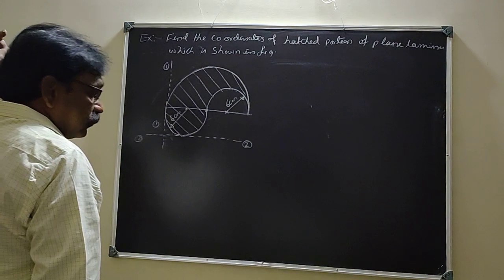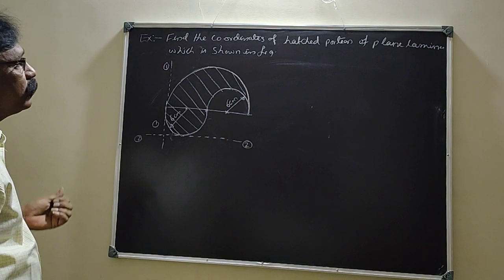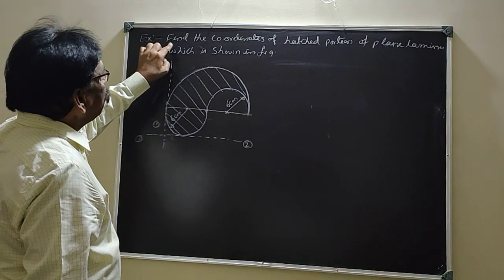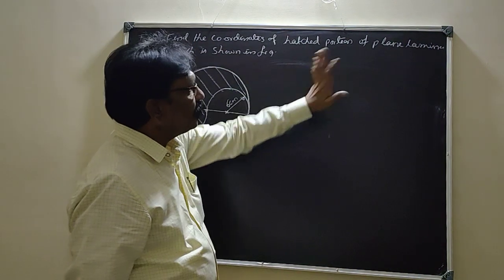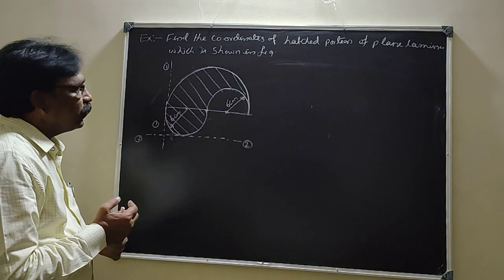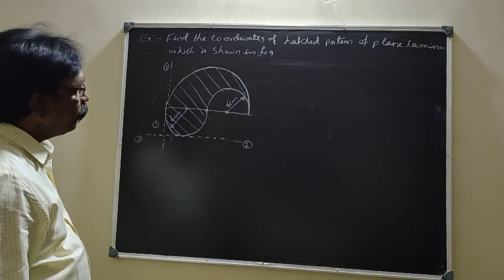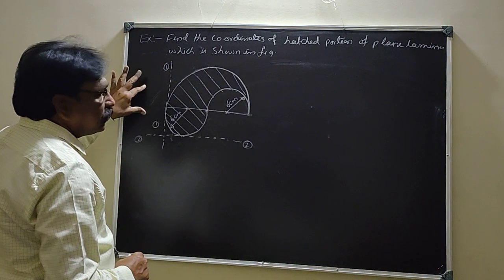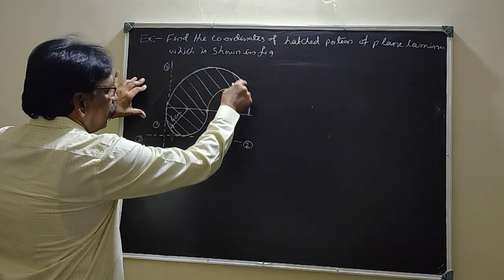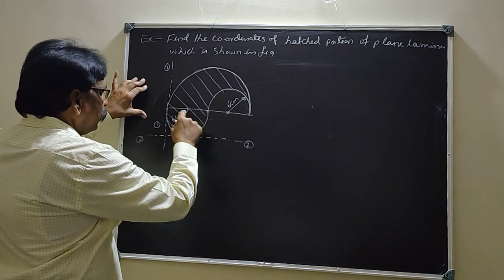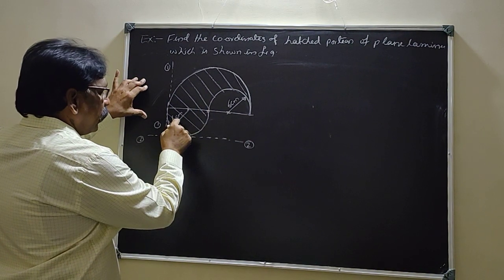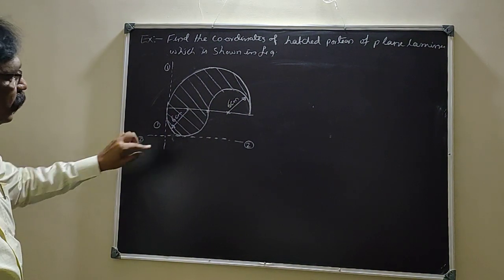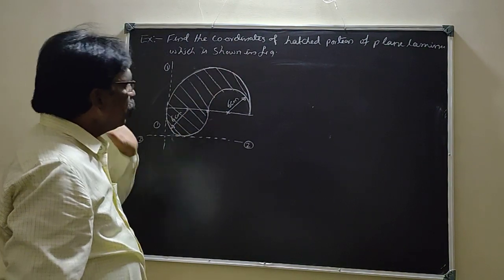Now let us continue with this process of finding out the centroidal distances. The problem is, again, find the coordinates of the hatched portion of a plane lamina which is shown in the figure. Now look at this figure. It seems to be very complicated, but it consists of only 3 semicircles. Now this is the one big semicircle. To that, another semicircle is added, and one semicircle is deducted from that, so that now you have got this beautiful shape of the figure.